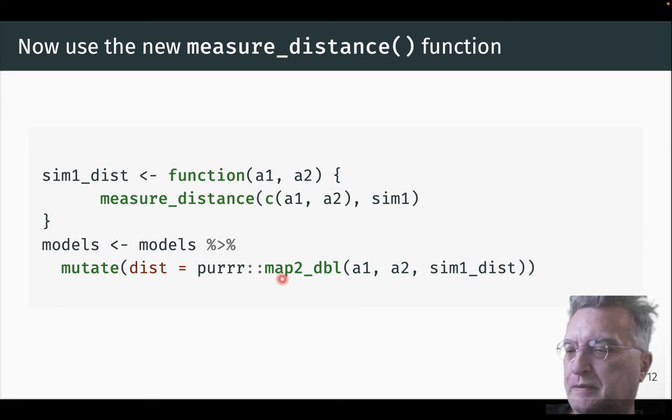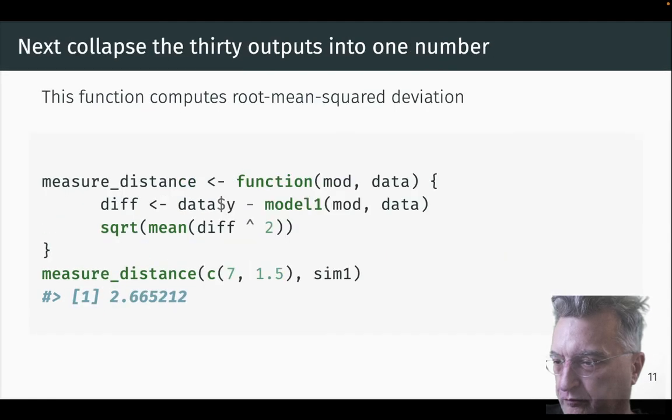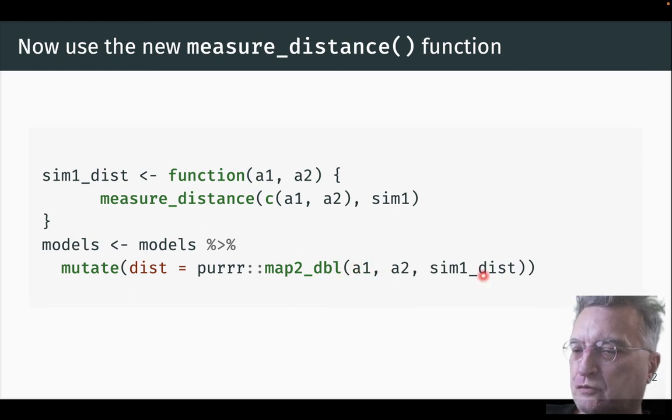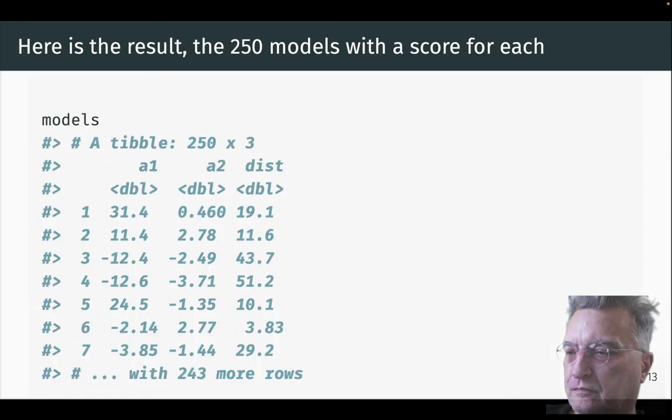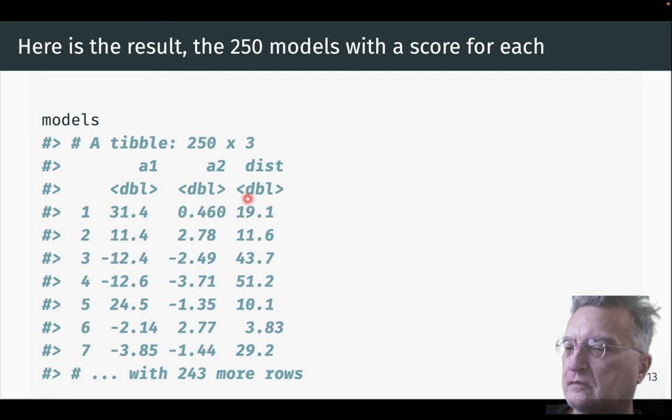This is another package, and we're going to map to double. What is map to double? Map to double is a function, I guess, in purrr for mapping these two inputs into this function. And the result is going to be 250 models with a score for how well each one performed. So this is the dist measure that we got from here. The dist measure that we got from here using these two as input.